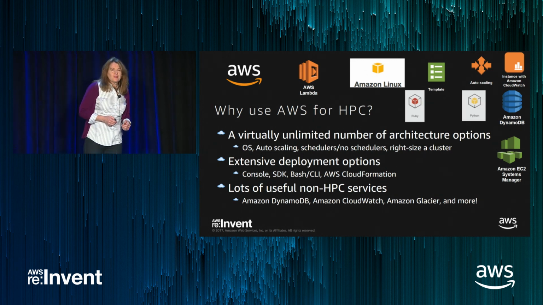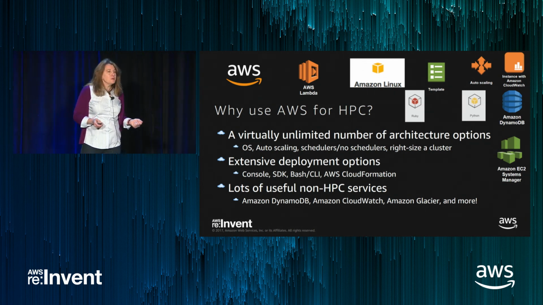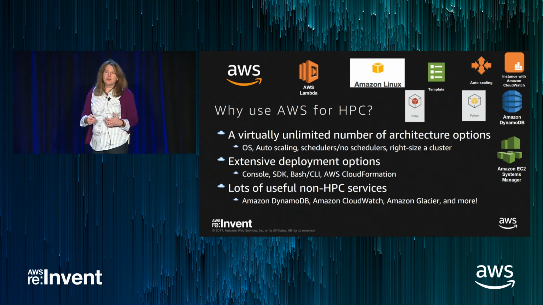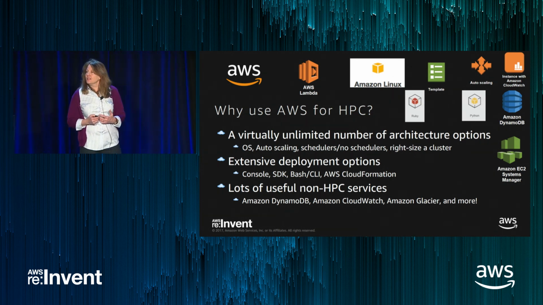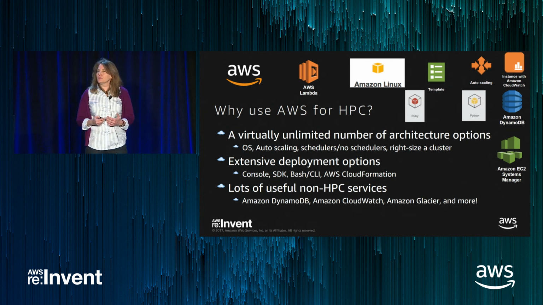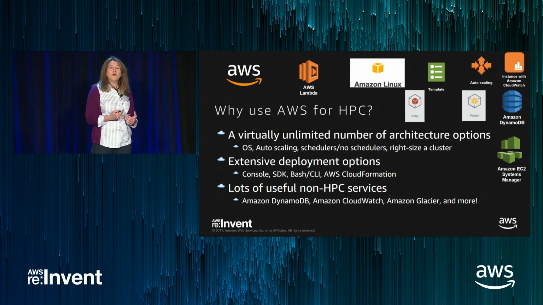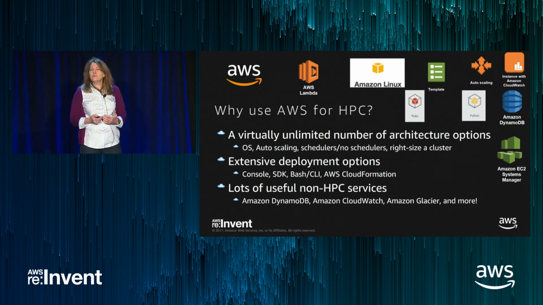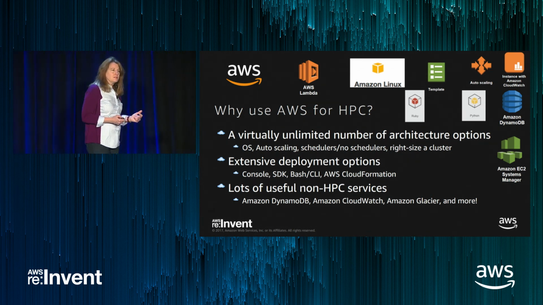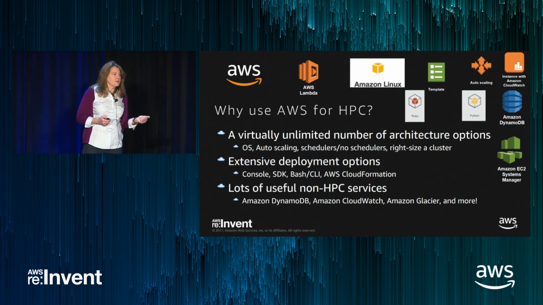Why use AWS for HPC? First of all, you have an unlimited number of architectural options. Starting with the operating system, we're getting a lot of demand for Ubuntu clusters lately. Scientists like Ubuntu, and they want to run Ubuntu clusters. So unlike an on-premise cluster, you can choose the operating system that you want for your workload. And then there are a variety of other architectural options that you get to choose. You can pick the instance type that's best for your workload. It's not one size fits all.